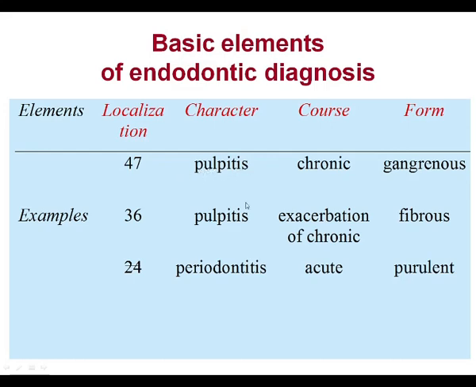It may be pulpitis, it may be periodontitis, it may be caries, or non-carious diseases. As for course, it may be chronic, acute, or exacerbation. And the last one, clinical form. For chronic pulpitis, there are 3 forms: fibrous, gangrenous, and hypertrophic. For periodontitis, there are some other forms, and we have to mention exactly this form.